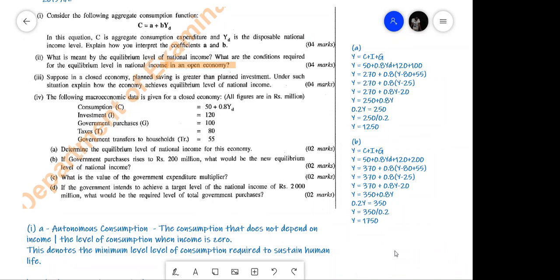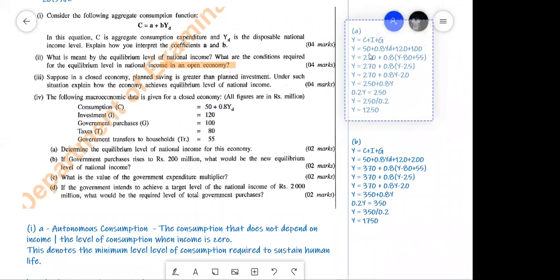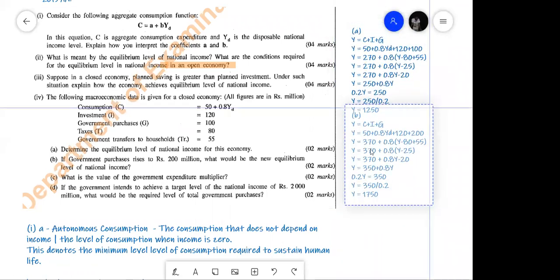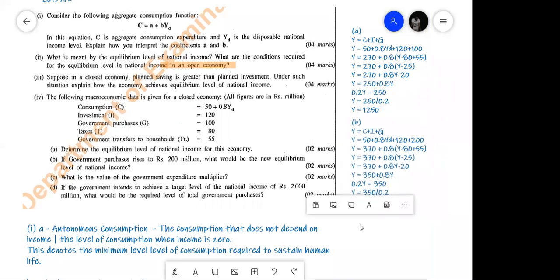So 4 marks gone. Okay, part C. What is the value of the government expenditure multiplier? Again, a very, very easy question that you can get. So how do you find the expenditure multiplier? Guys, when you get a question like this for 2 marks, they will give you a mark for the equation also.